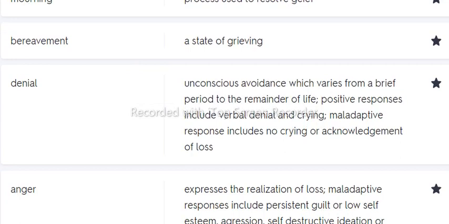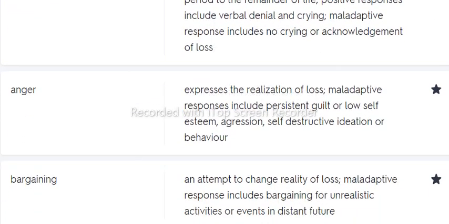Denial: unconscious avoidance which varies from a brief period to the remainder of life. Positive responses include verbal denial and crying. Maladaptive response includes no crying or acknowledgement of loss. Anger: expresses the realization of loss. Maladaptive responses include persistent guilt or low self-esteem, aggression, self-destructive ideation, or behavior.